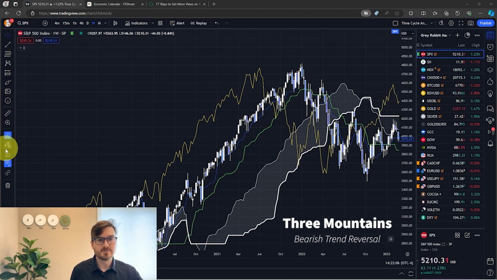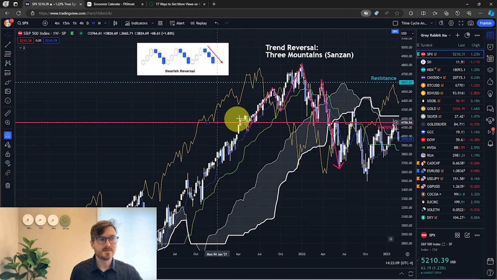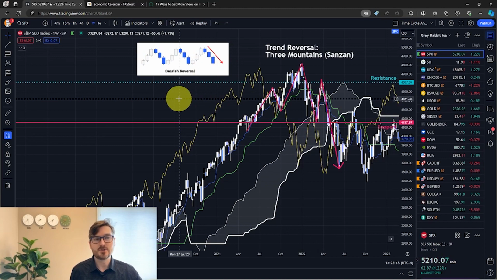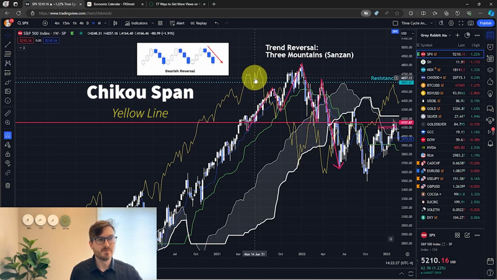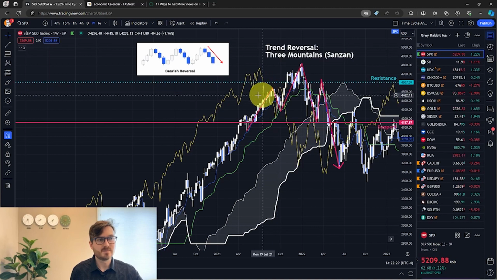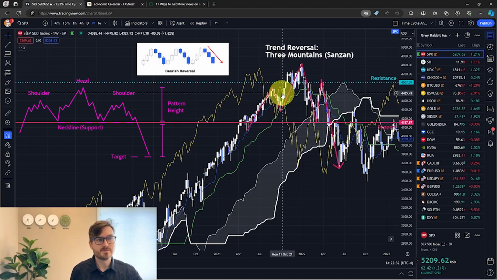Okay guys, now I'm going to turn my drawings on. As you can see, here is the 3 mountains pattern, and I have the image of it here, but one trick that I want to show you guys is that we need to use the Chikou span. So using the Chikou span, we can easily identify the first mountain, the middle mountain, and the last mountain. These are also called shoulders. So this is the first shoulder, the second shoulder, and this is the head. So this is head and shoulders, or 3 mountains.